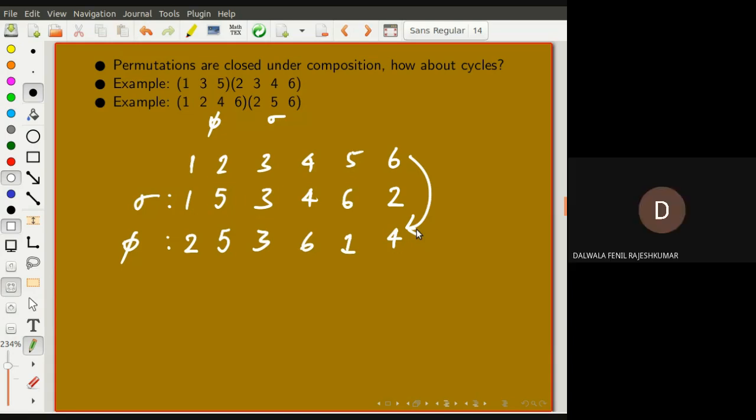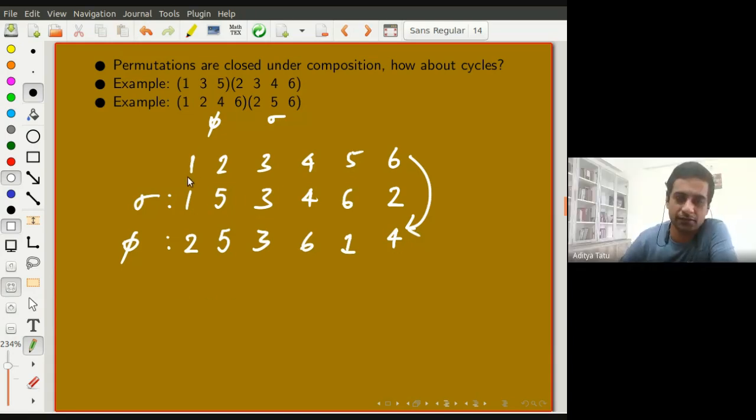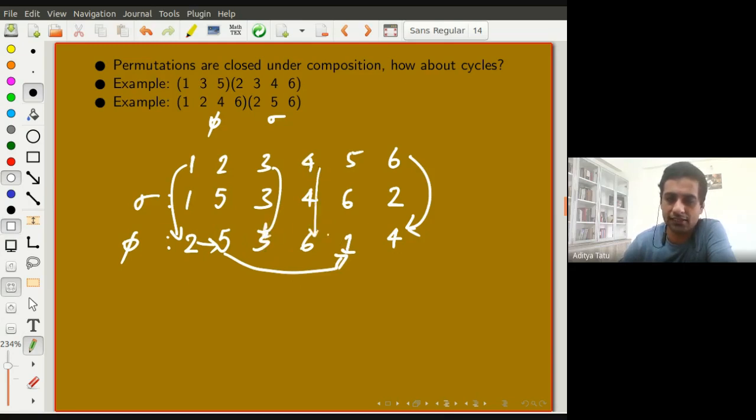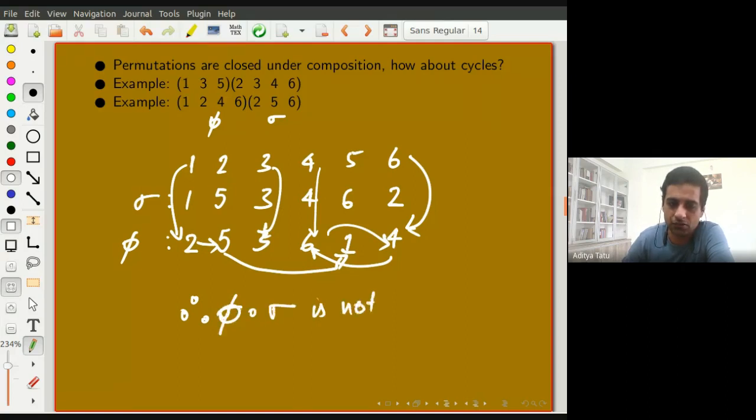No. Let's see: 1 goes to 2, 2 goes to 5, 5 goes to 1. 3 remains there. 4 goes to 6, 6 goes to 4. So there are 2 orbits containing more than one element. Therefore pi composed with sigma is not a cycle.